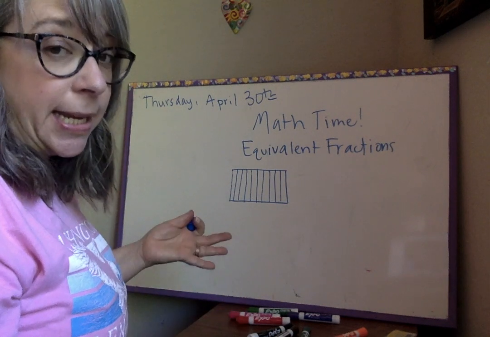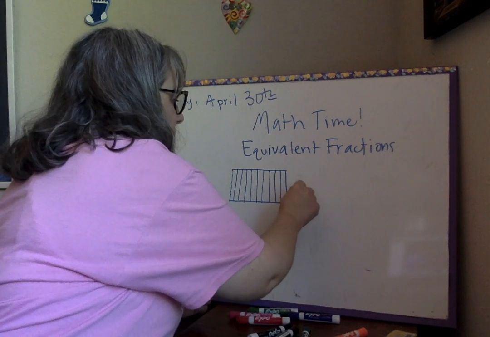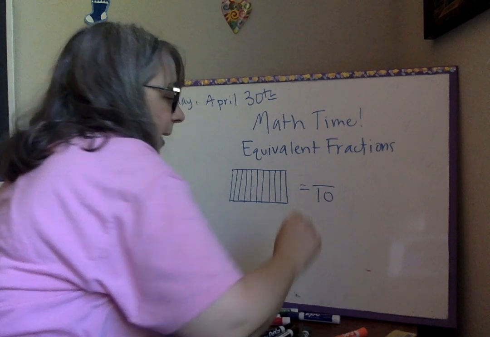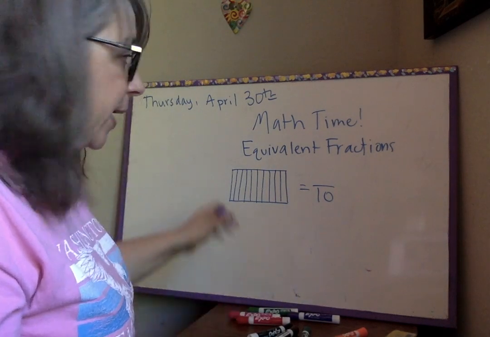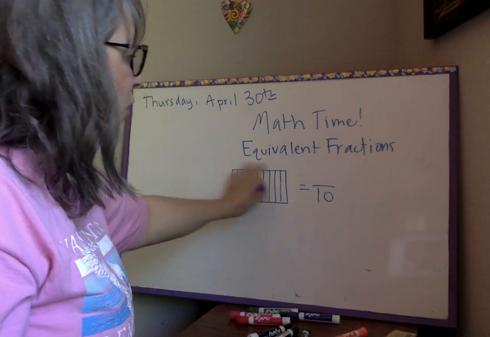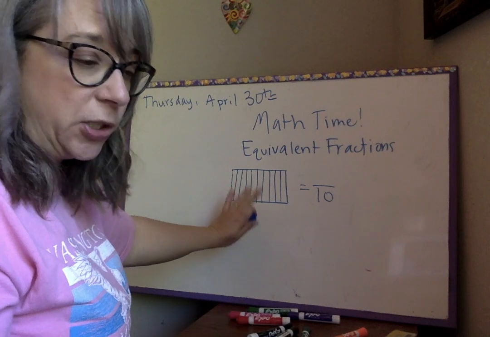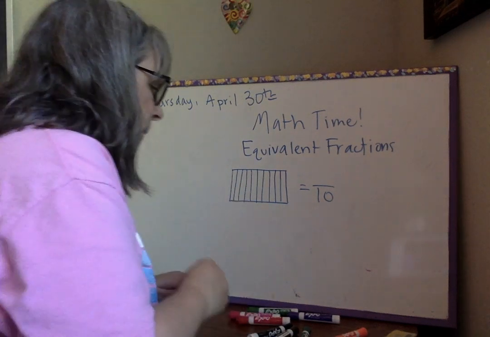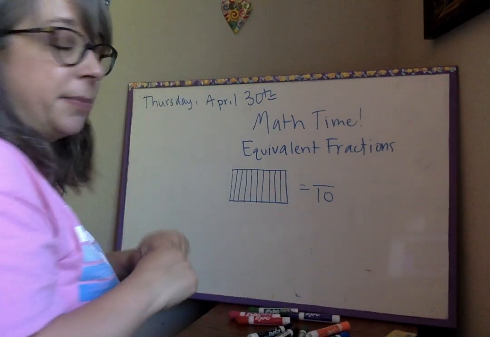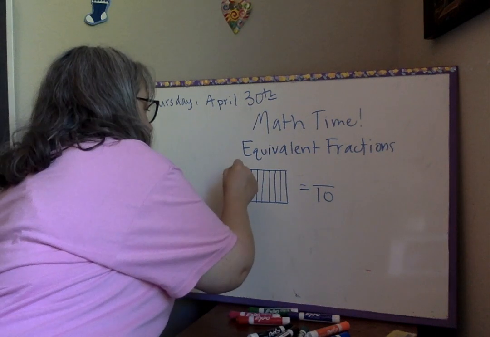Okay, here's the 10. So our denominator is going to be 10, because we have 10 parts to a whole. So this is our whole, and we just divided it into 10 parts. And we're going to shade in 6 parts. We're going to make 6/10.